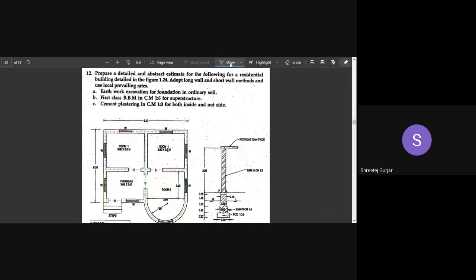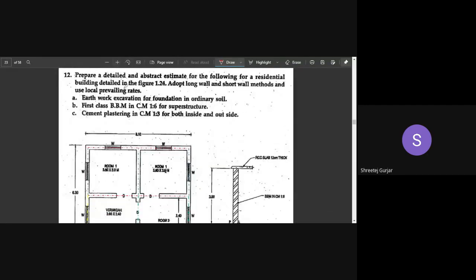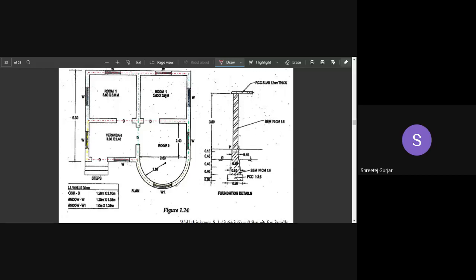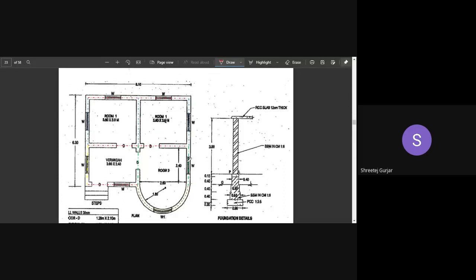So this is your interesting numerical wherein you have a semicircular wall over here, right? Architects provide this kind of walls, wherein it is semicircular and not a regular straight wall. So you can see this is the plan which we have been provided with.